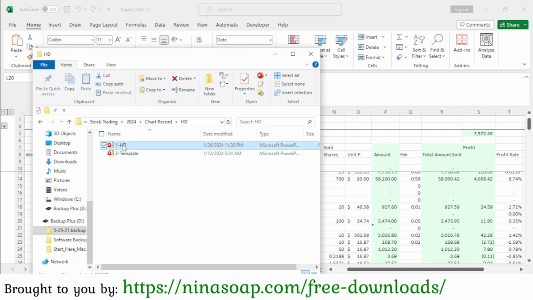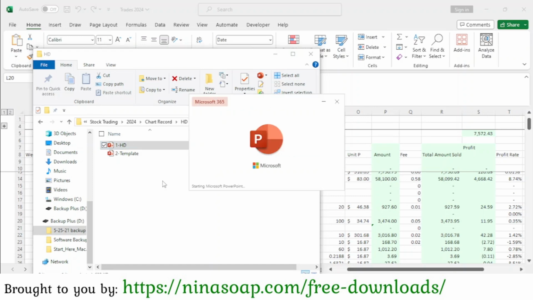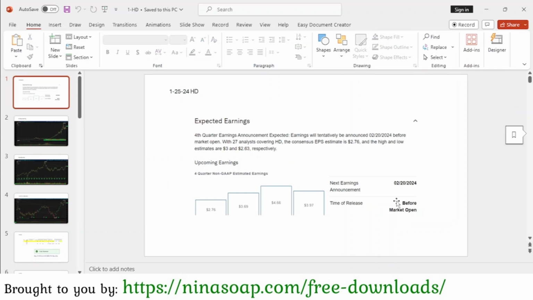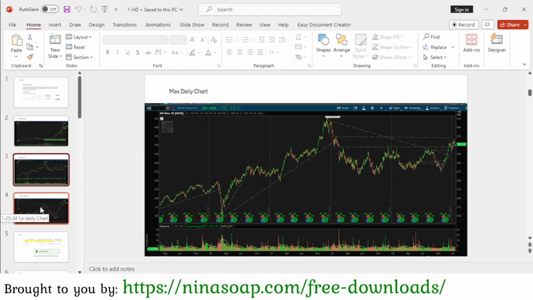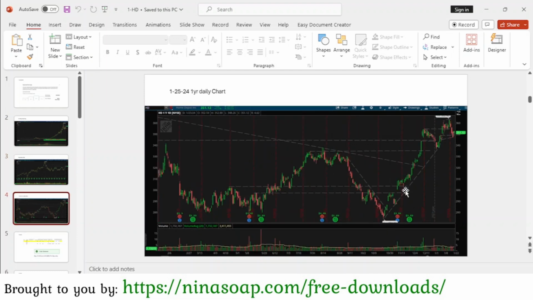So Home Depot, February 20th, they'll have earnings. So you can see the monthly chart for Home Depot. The price is somewhere here, and you can see it has one mountain to overcome, and that's the daily chart maximum, and that's the 1 year daily chart. You can see the 52 weeks low and high. If you buy it on that low and you sold it somewhere there, you'll make profit on it as well.